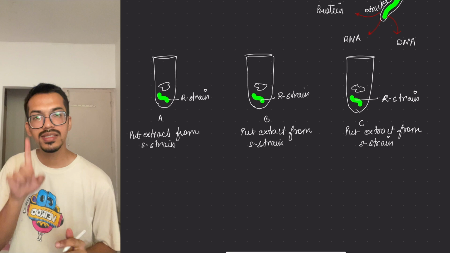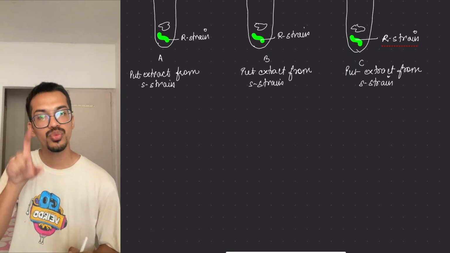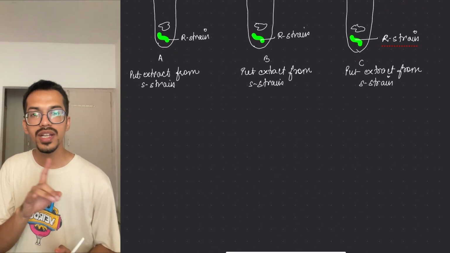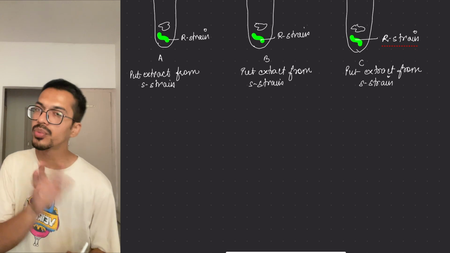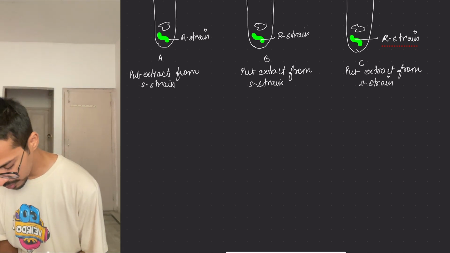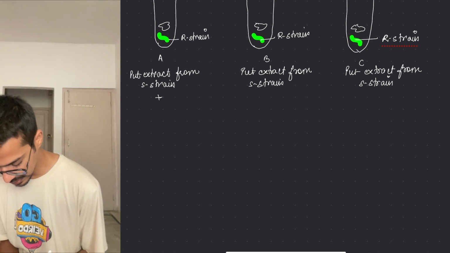Now the next thing is I'm going to put the enzymes which will digest it. For example, protein will be digested by protease. So what will I put now? I will put the protease.